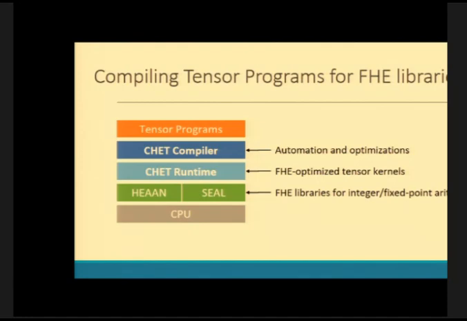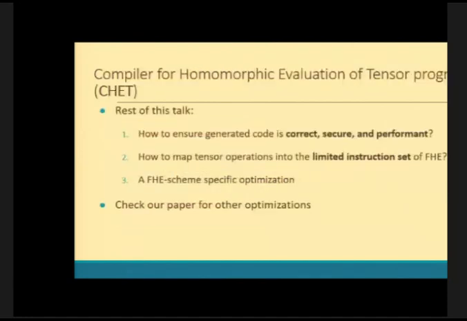Any questions so far? In the rest of the talk, I'll focus on 3 different optimizations, but some of them are also needed to execute the code. The first is how to ensure that the code that is generated is correct, secure, and performant. In typical compiler optimization, you just need to ensure that it's correct and performant. Here, there is a third parameter that needs to be obeyed, which is security.